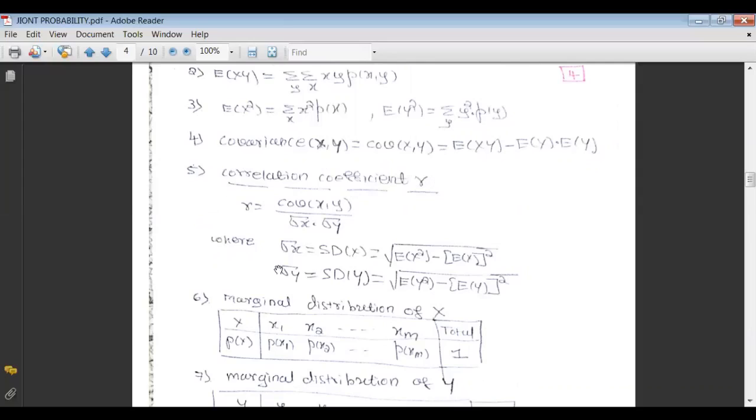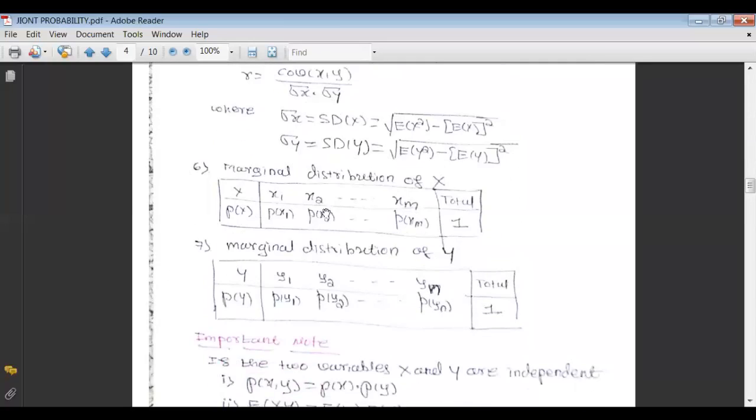Here the same thing has to be calculated based on the probability approach. That is, again, there will not be any change in the definition. The correlation coefficient R is given as covariance of xy divided by standard deviation of x into standard deviation of y, where the covariance of xy is defined like this, and standard deviation of x is given by square root of expected value of x square minus expected value of x whole square, and standard deviation of y is given by square root of expected value of y square minus expected value of y whole square.